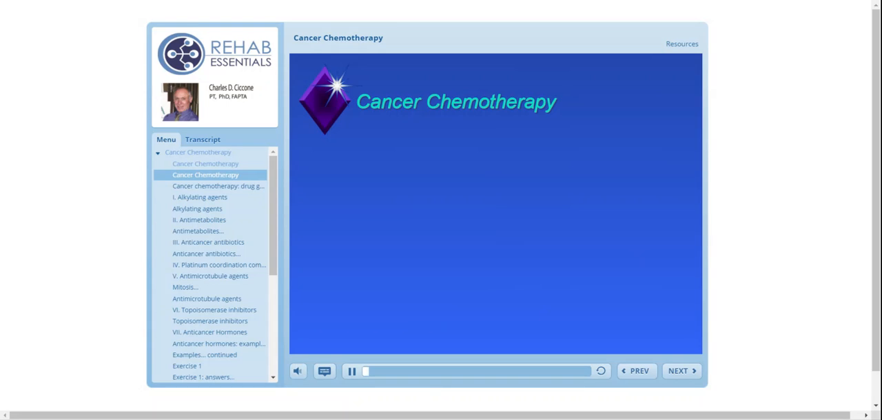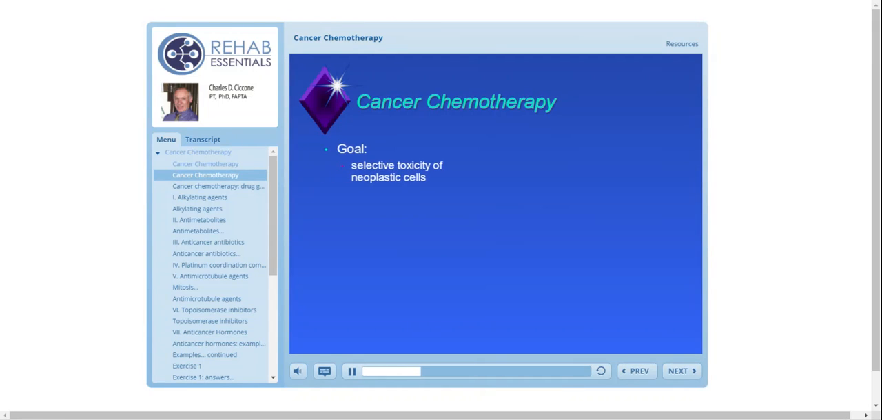In this lecture, we're going to talk about cancer chemotherapy. Anti-cancer drugs are, of course, one of the key ways we deal with this very serious condition of cancer, along with surgery and radiation therapies. But cancer chemotherapy has evolved into a very important aspect of our treatment of cancer.